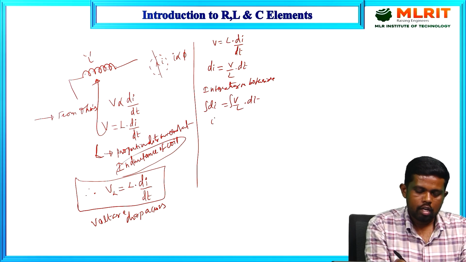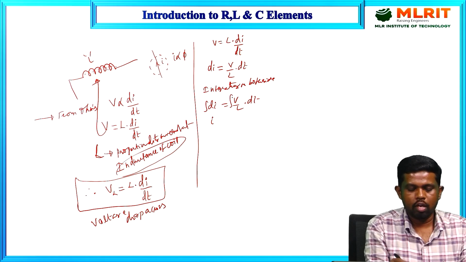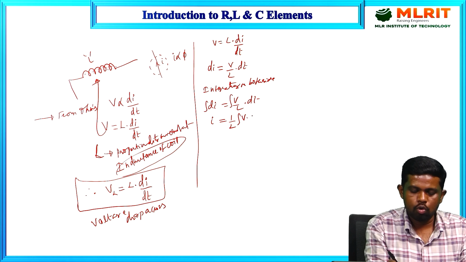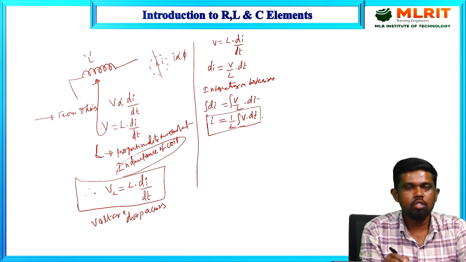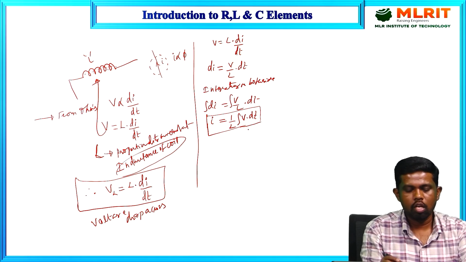Here, integration and differentiation get cancelled. Finally, I equals 1 by L times the integral of V into dt. This is the current driven by the voltage source through the inductor: 1 by L integral V into dt.